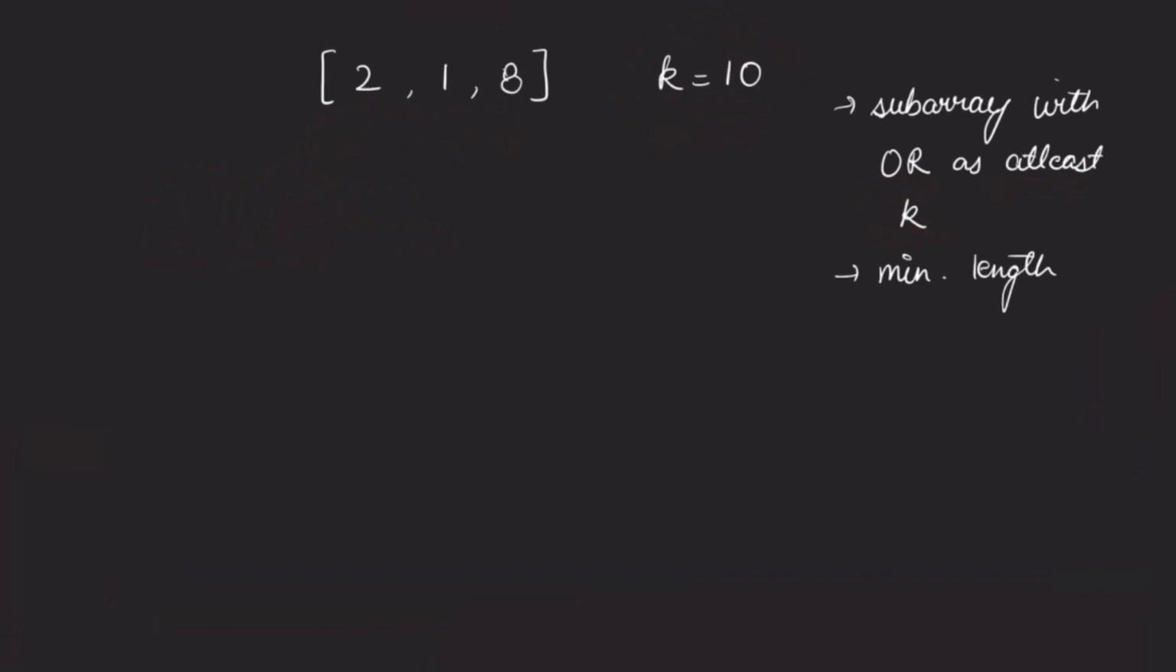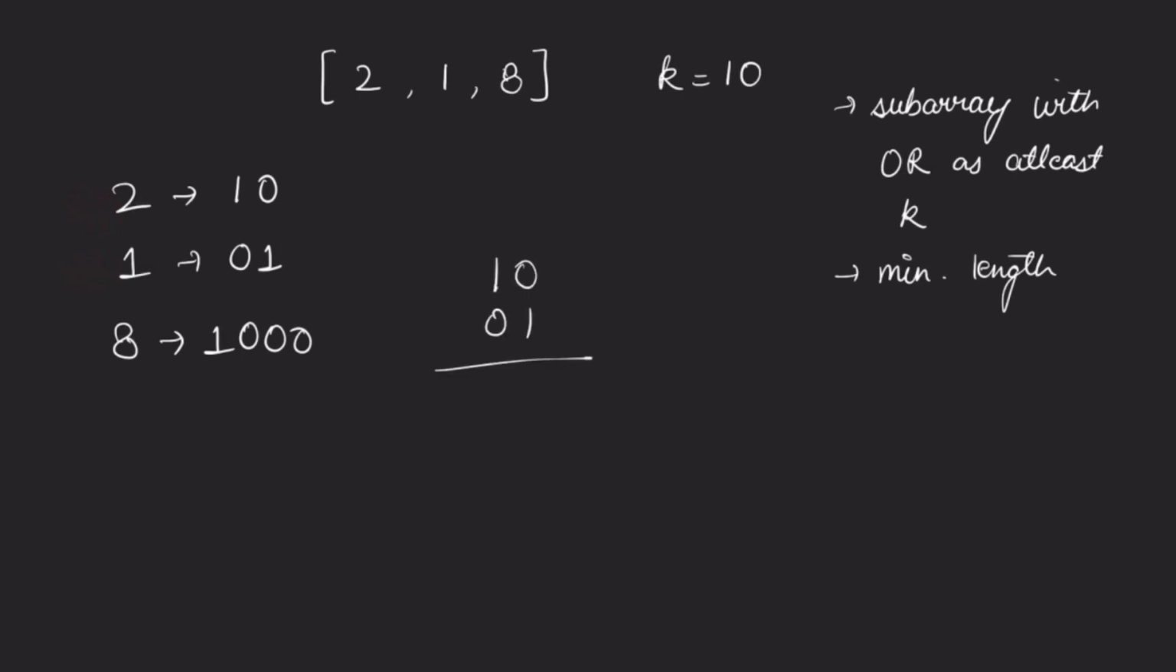So now how are we going to approach this? Let's try to find some hints. We need to find a subarray where the OR is at least k. Now there is one property of OR that is going to help us here. These are the numbers given to me. 2 in binary is 10, 1 in binary is 01, and 8 in binary is 1000. Now if I do the bitwise OR of 2 and 1, it will be 1001, no wait, 10 OR 01 will be 11, which in decimal is 3.